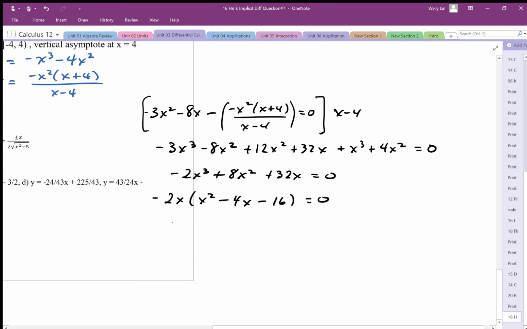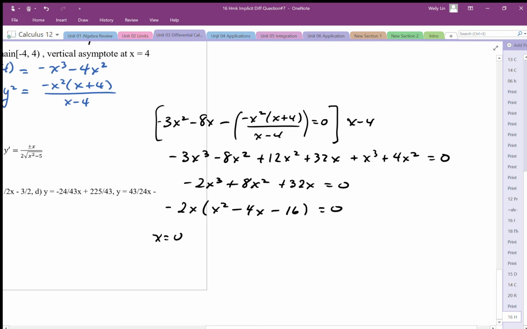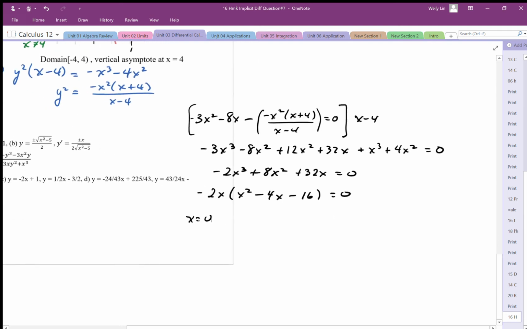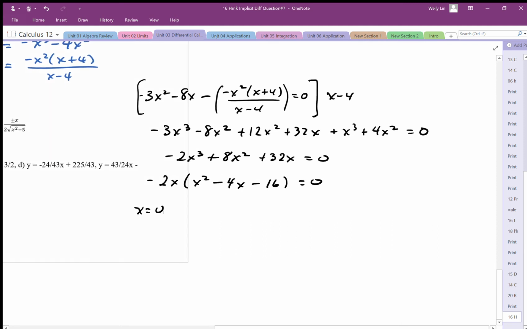So my solutions are going to be x equals 0. Okay, at x equals 0, y equals 0. And we have this restriction here, y can't be equal to 0. So that is not going to be the horizontal tangent. I'm going to then solve the other part of this using quadratic formula.